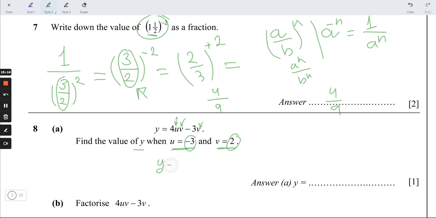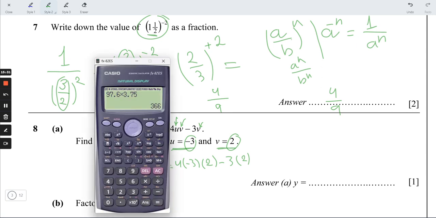y equals 4, we have u, so times minus 3, times 2, v, minus 3 times v, where v is 2. Using your calculator, quickly you will find the answer. So we have 4 times minus 3 times 2, minus 3 times 2. This will give us minus 30.